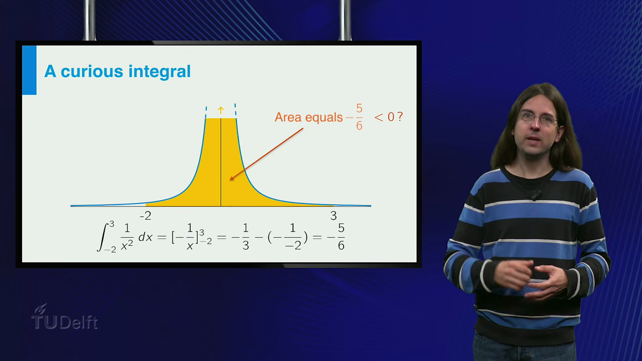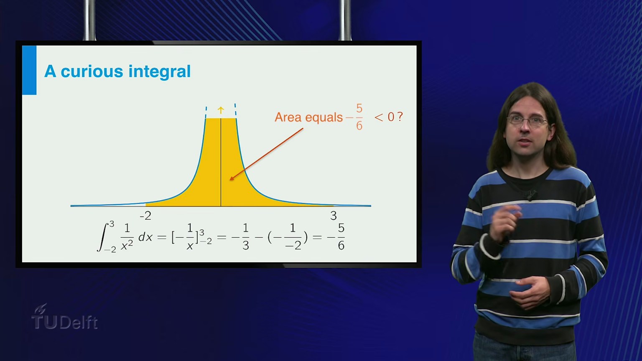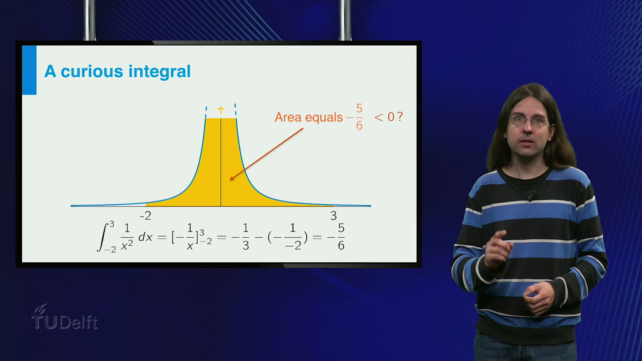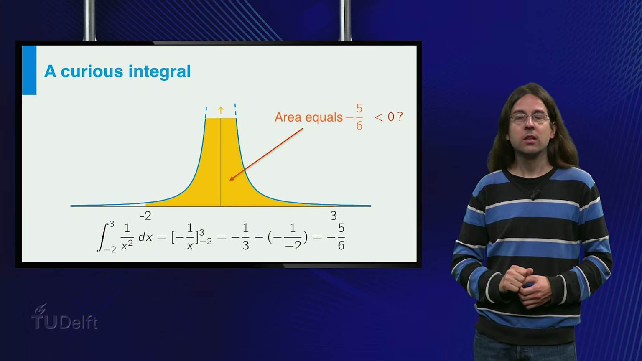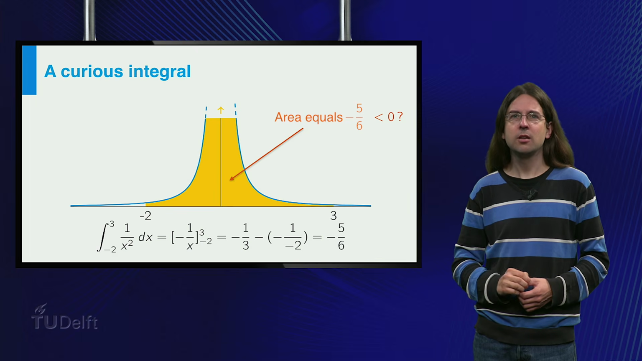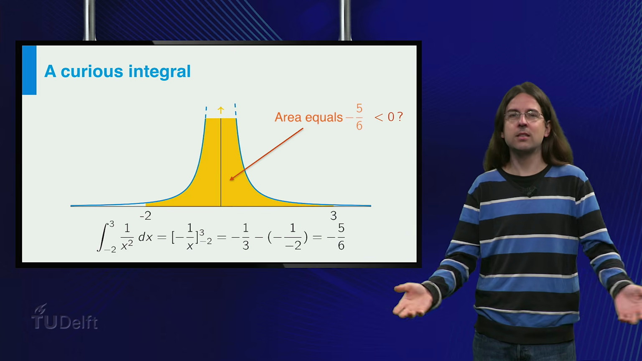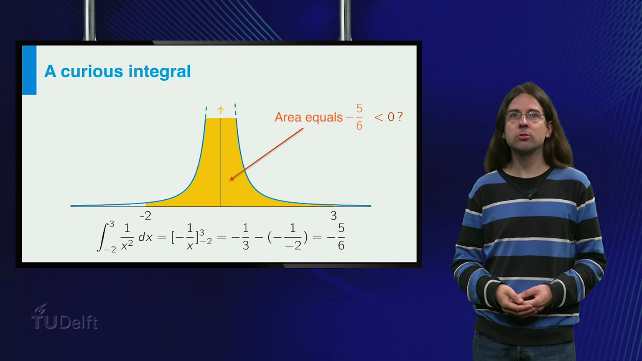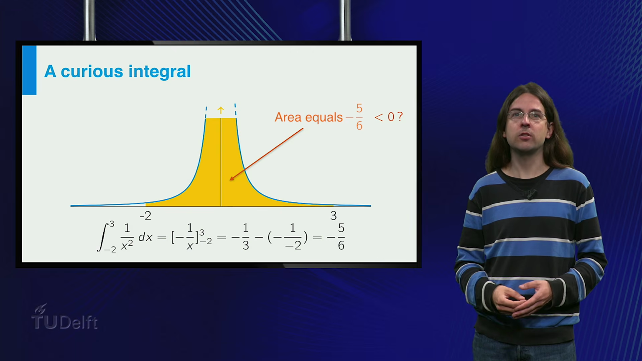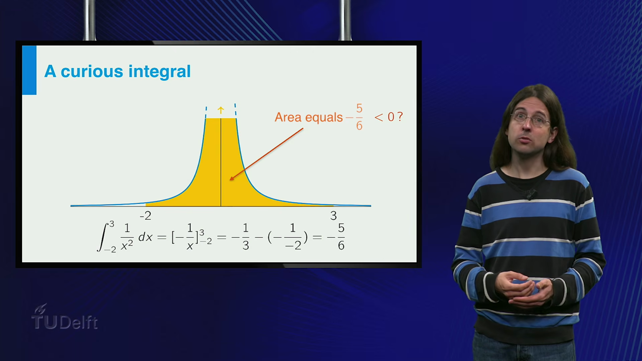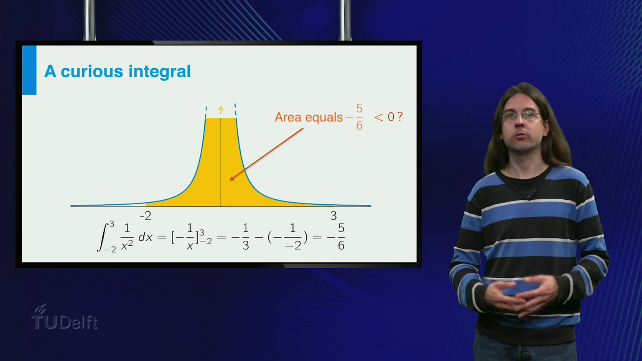If you go back to the picture of the graph, you'll notice that I did not draw the entire area, as the function becomes too big near the origin to draw. Indeed, near x equals 0, the function 1 over x squared becomes infinitely large, and at x equals 0, it does not even exist. We say that x equals 0 is an improper point of this integral, and that the integral of 1 over x squared from -2 to 3 is an improper integral.